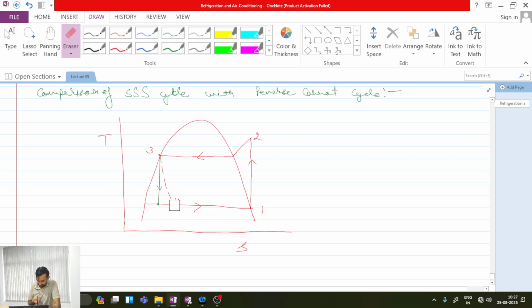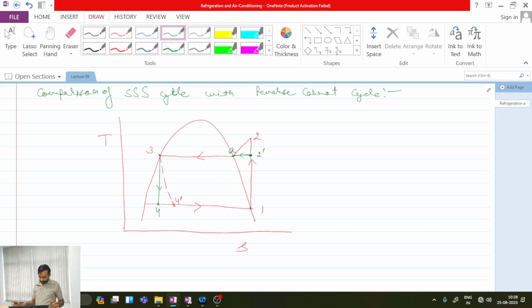Or let's be consistent with the previous one. Okay, so it is 4 and this one is 4 dash. This will be my point 2 dash, and then I should move in this fashion for the Carnot cycle in an isothermal fashion, 2 dash to A. All are clear with this point? Anyone is having any doubt?